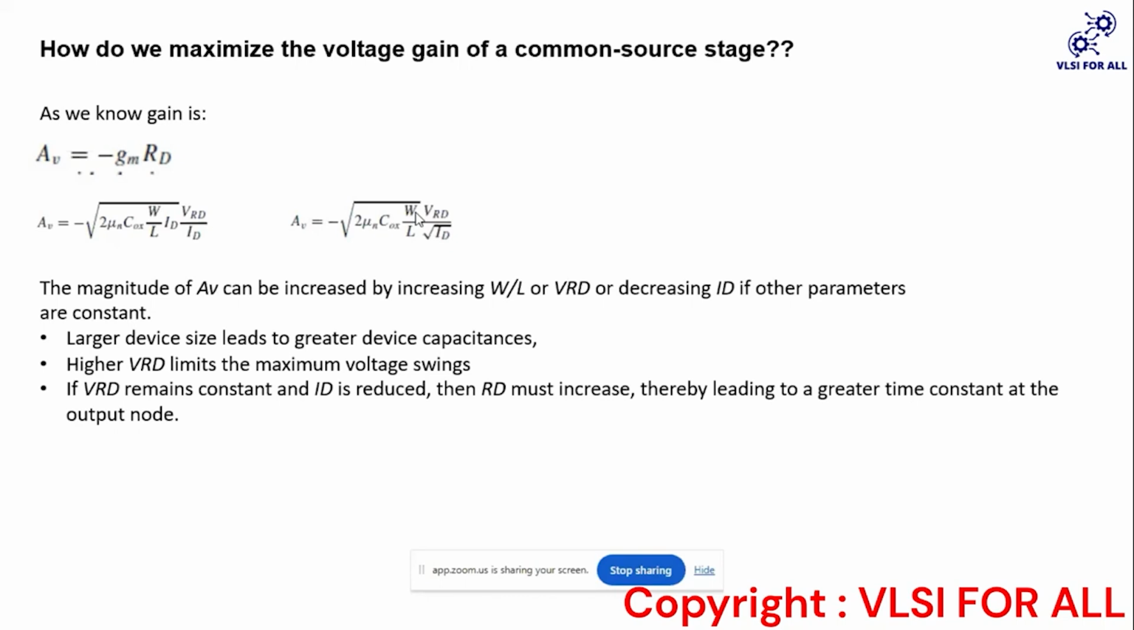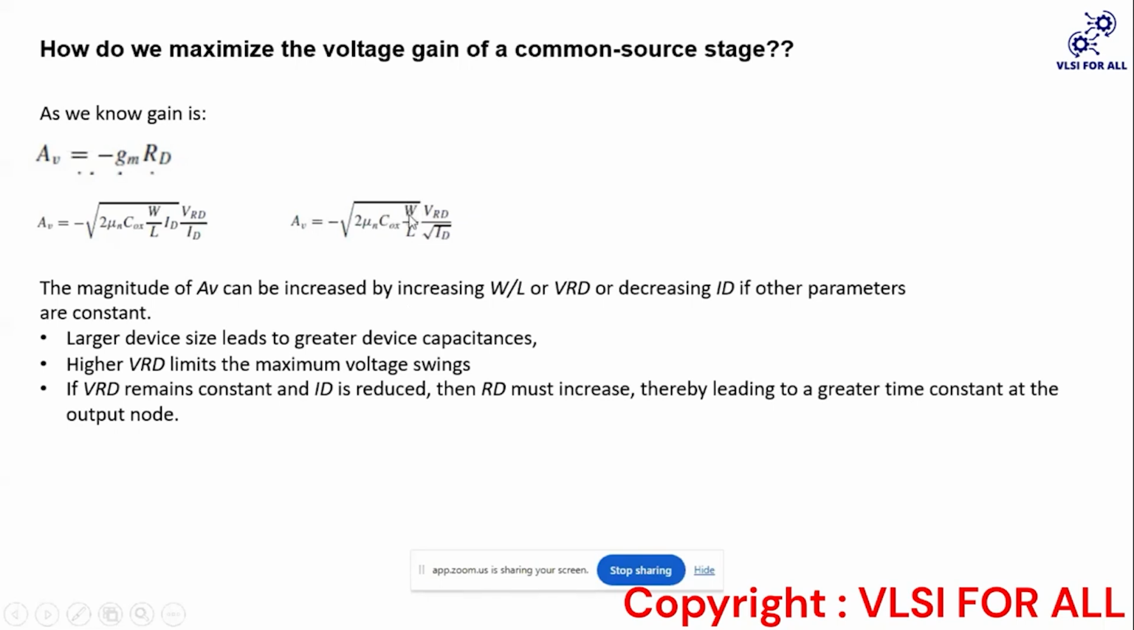So here we are keeping all the parameters constant and varying only a single parameter at a time, right? If I want to increase the gain, we can do it in three ways. Either we increase W while keeping ID and VRD constant, or we increase the voltage across the resistor, that is VRD, or we decrease the current. So we are going to vary only one parameter at a time by keeping all other parameters constant. If we want to increase the gain, we will increase the W.